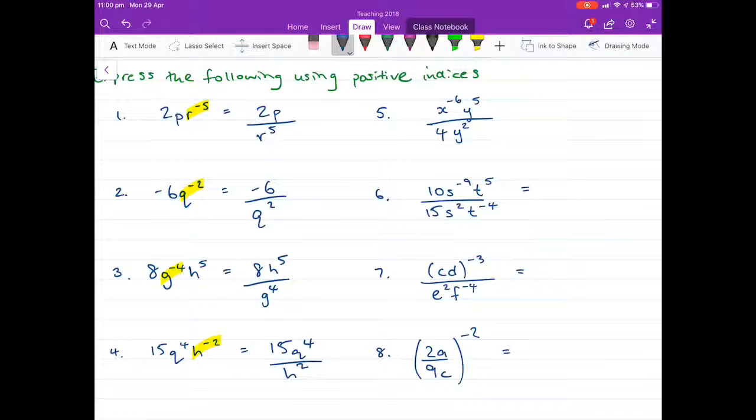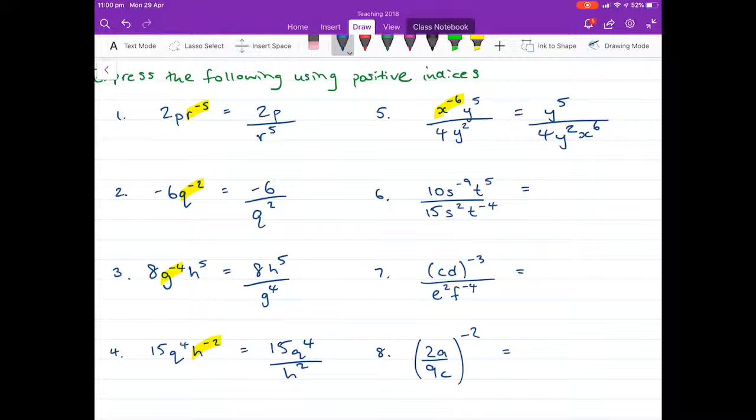In number 5, again we can identify that x to the negative 6 is the only thing with the negative index, so that is going to slip down to the bottom, which will leave us y to the power of 5 on top, and on the bottom we've got 4y squared. That x shifts down and turns to a positive index of 6.